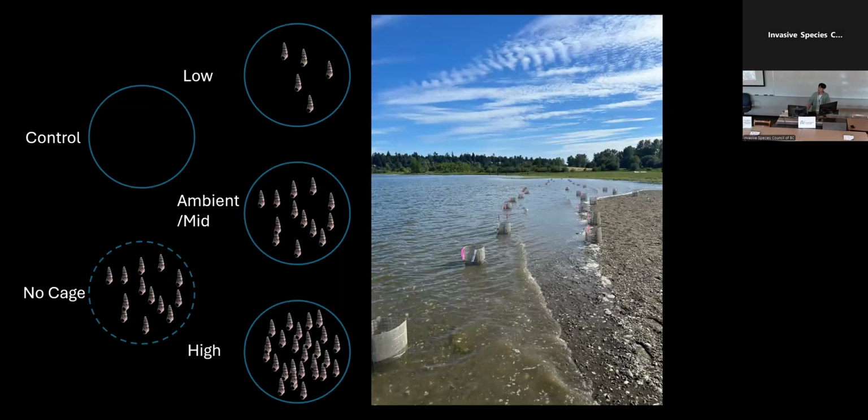At Blackie Spit, we set up 40 plots of differing snail density, mid being our ambient, high being double the ambient, and low being half of it. We also had in place 2 controls, a no-cage control to test the effect of the cage itself, and a standard control plot, which is just the cage with 0 snails. And throughout the experiment, we maintained the preset densities.